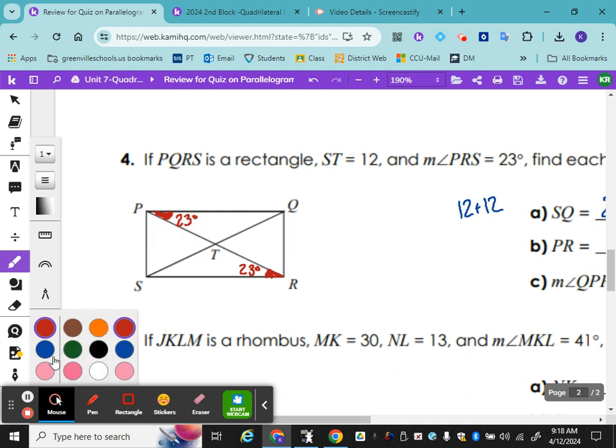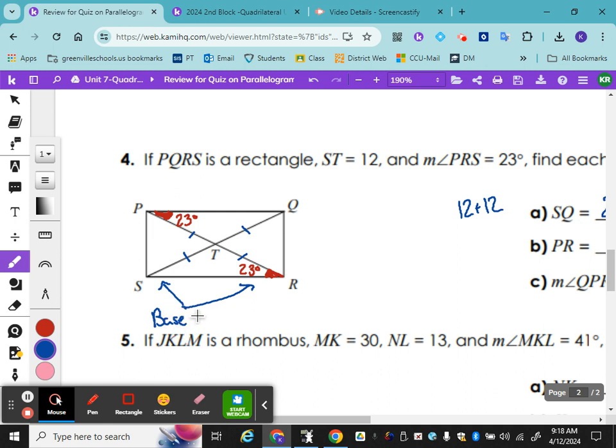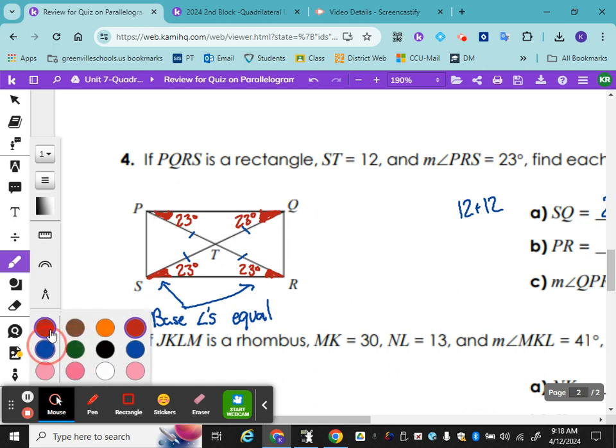Since our sides are equal, this is an isosceles triangle, and these are base angles. Base angles are equal. So if this is 23 degrees, this one over here is 23 degrees. And this is just the flipped version of that, so this one up here is also 23 degrees, because this is an isosceles triangle and these are your base angles. So those angles are equal.